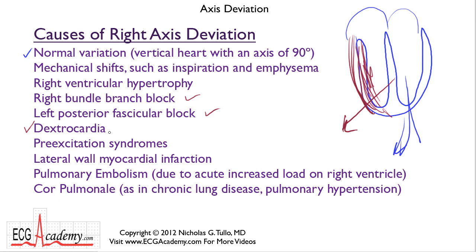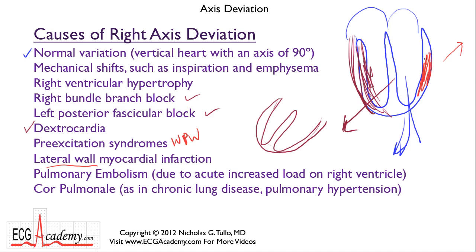It's a congenital abnormality, and because the heart is now lying this way, the axis, of course, is going to be very bizarre, as will the rest of your ECG. Preexcitation syndrome, or WPW, can cause marked shift in axis. Just like an inferior wall myocardial infarction can shift the axis leftward, if you have a lateral infarction where this part of your heart is damaged, then the electrical vector shifts from this direction to this direction. So you get a right axis deviation with a lateral wall MI.